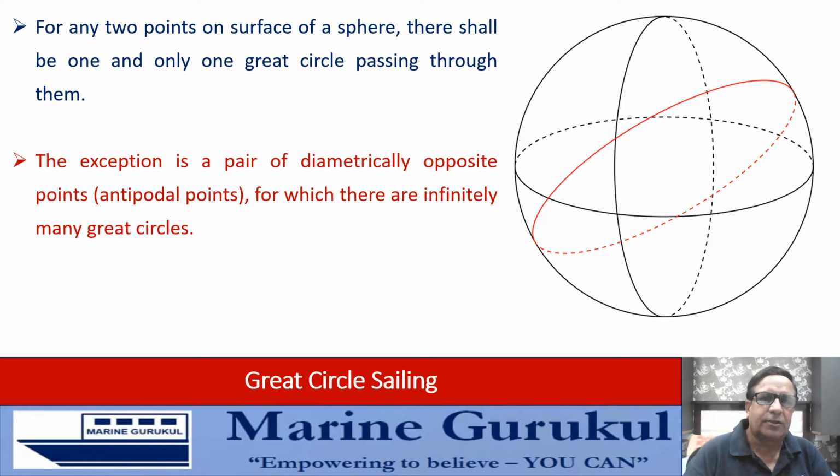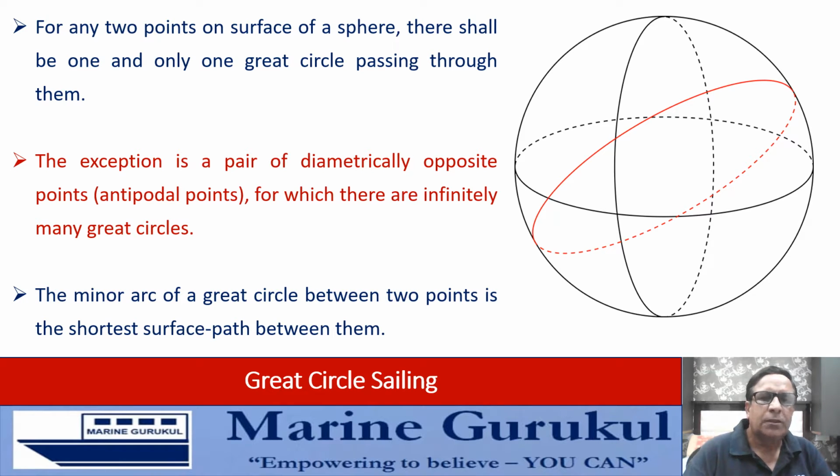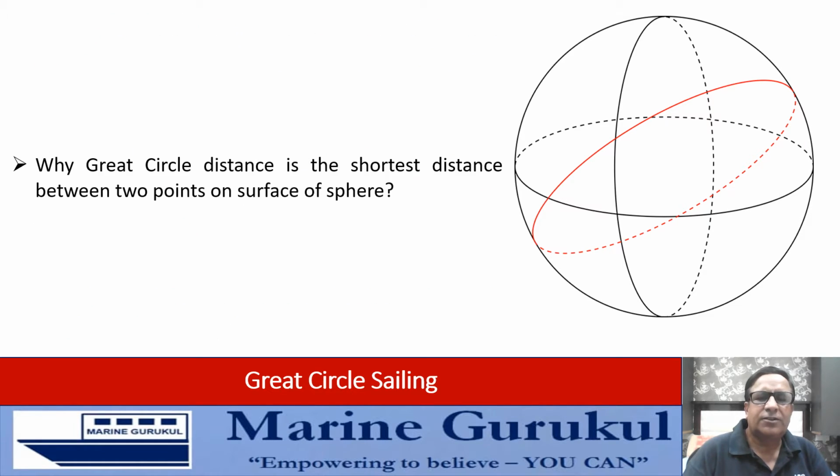The minor arc of a great circle between 2 points is the shortest surface path between them. So if you travel along the surface of the sphere, then the track along the arc of the great circle shall be the shortest distance between any 2 points on the surface of the sphere. Now let's discuss why great circle distance is the shortest distance between any 2 points on the surface of the sphere.